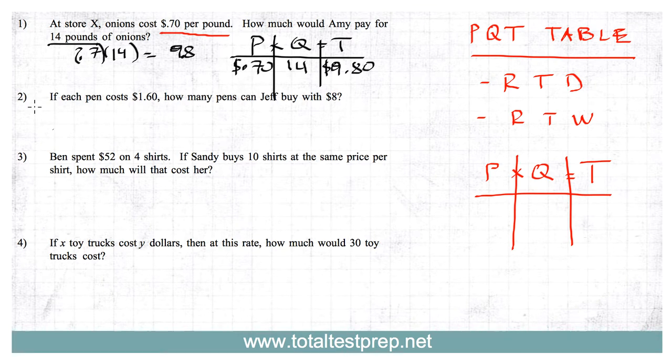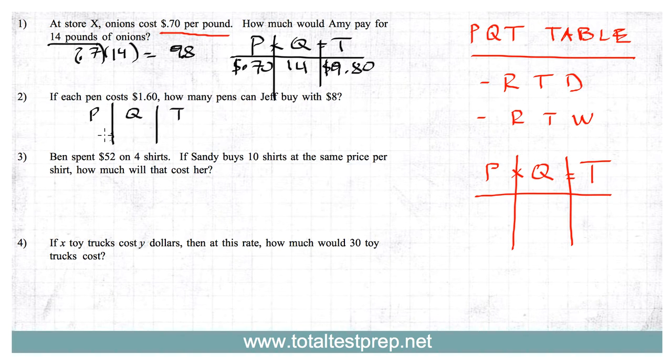So let's see how it works in another example of this table. We're told that each pen costs $1.60, and asked how many pens Jeff can buy with $8. When you see a word problem that gives you a unit price, in other words, items that are identical, like pens that are each the same and have an identical price, you can use this table. So we're told that the pens cost $1.60.